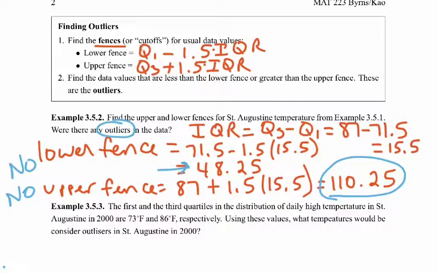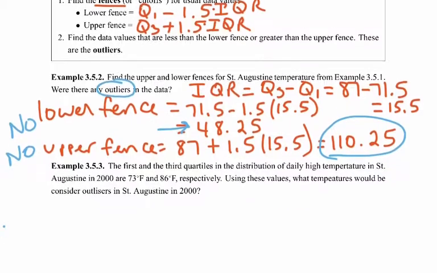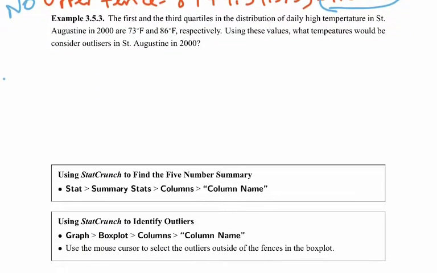So no outliers for St. Augustine. So the next example, it says the first and third quartiles in the distribution of daily high temperatures in St. Augustine in 2000 are 73 and 86 degrees respectively. Using these values, what temperatures would be considered outliers for St. Augustine in that year? So we're going to do the same thing. We're going to calculate the IQR and figure out what the upper and lower fence would be. And that's our cutoff for outliers.